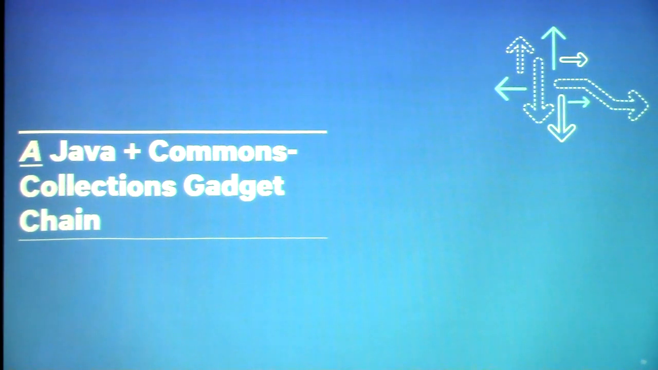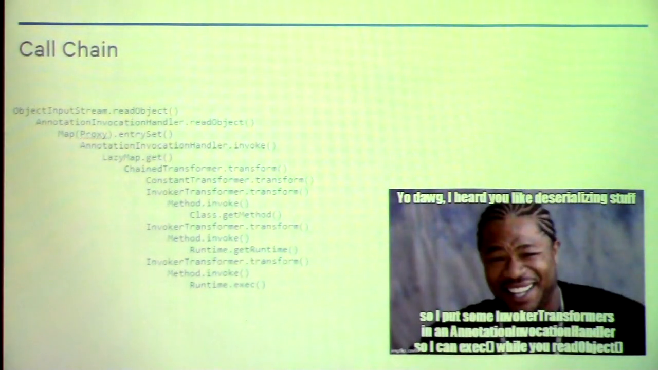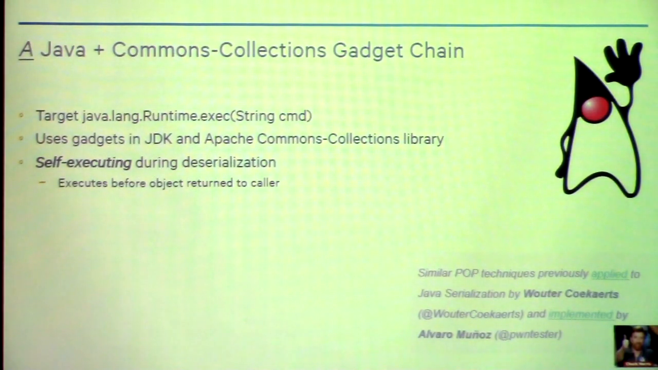Yeah. So I'm just going to do an overview of one of the chains that I found. Actually, I found four. I'll talk about that in a minute. Similar to the example that we showed, this targets the runtime exec method. It uses gadgets that come out of the box in the JDK, and also stuff from Commons collections. If you've done Java programming, you know that Commons libraries are pretty ubiquitous. The interesting thing about this one is, as I mentioned before, it's self-executing. So it executes the payload before the application even gets a chance to see what the object is, which is kind of cool.